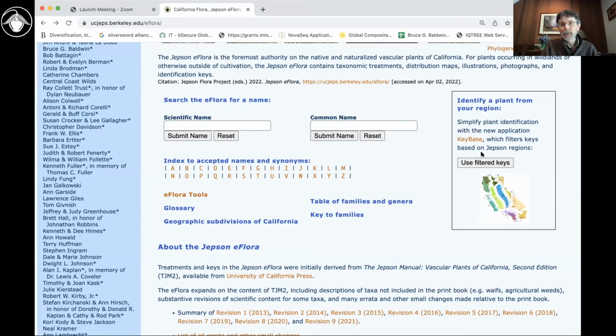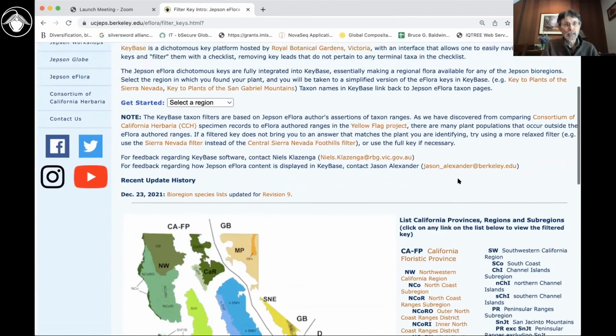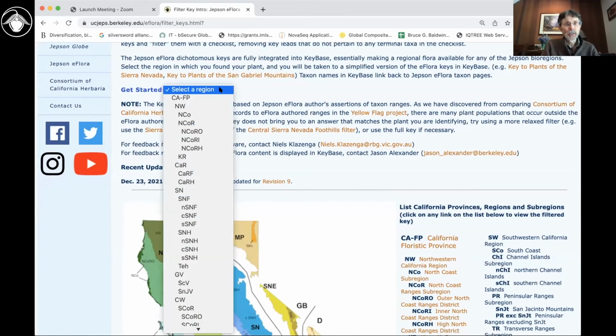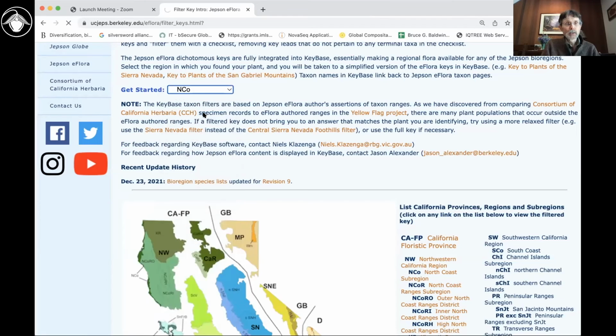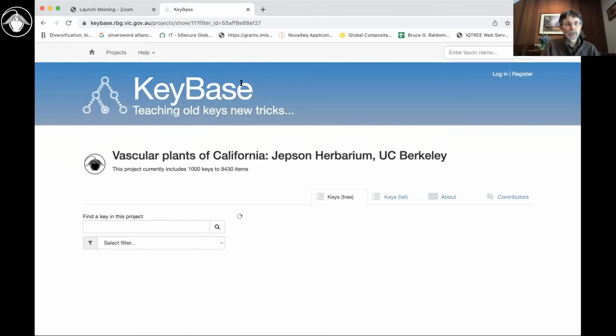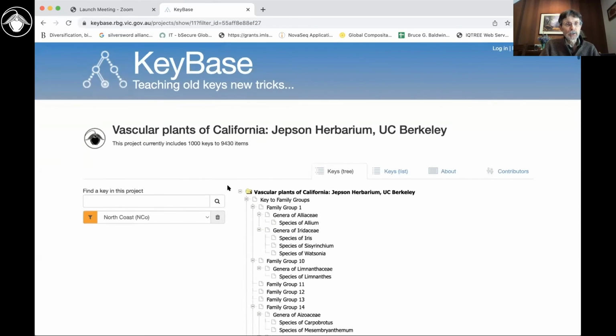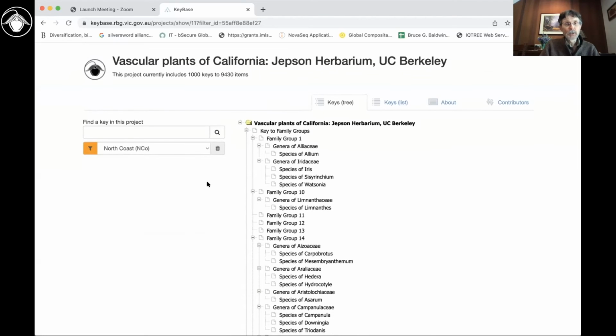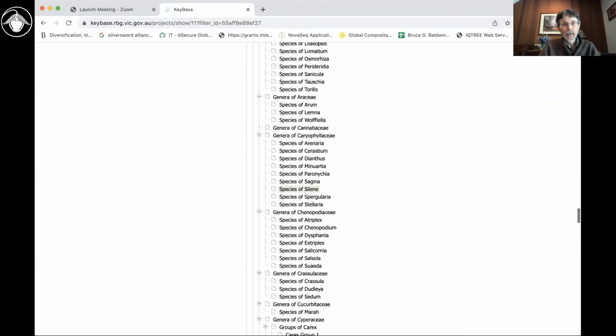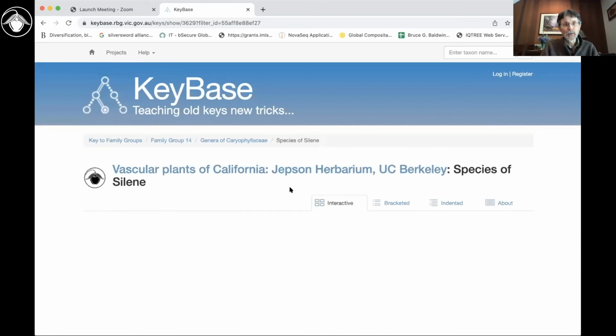Also, if you know what region you are in within the bioregions of California, you can simplify your keying task by going in here and selecting that region. So if you're on the North Coast, you just enter NCo, and it will take you to pruned keys. As we go from one place to another in California, the flora changes quite a lot, and it simplifies the keying effort if you key within the filtered keys. And you can do that from the beginning of the key, or if you enter a family or say a genus like Silene here, it'll highlight that particular part of the overall keying network.